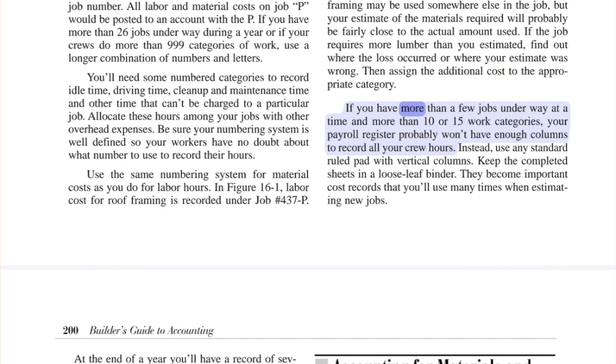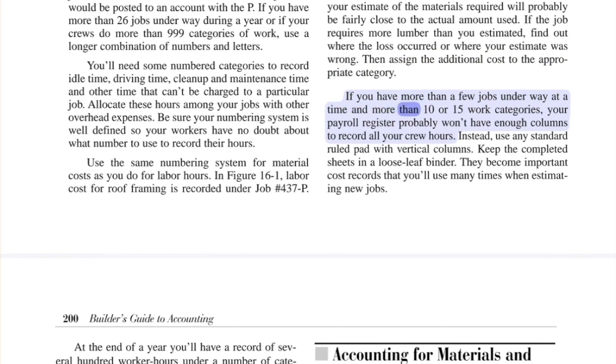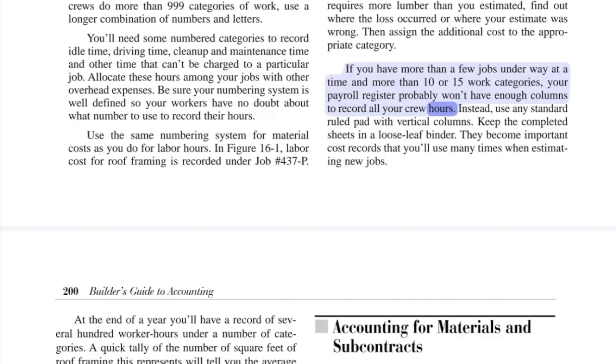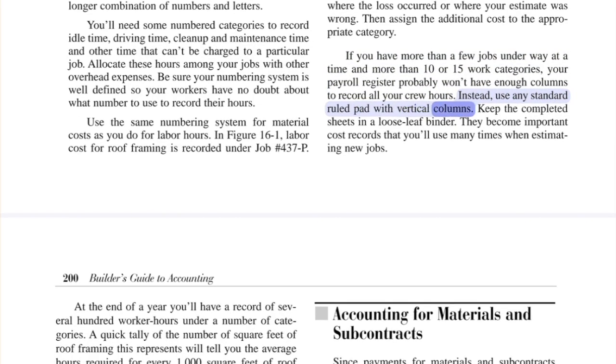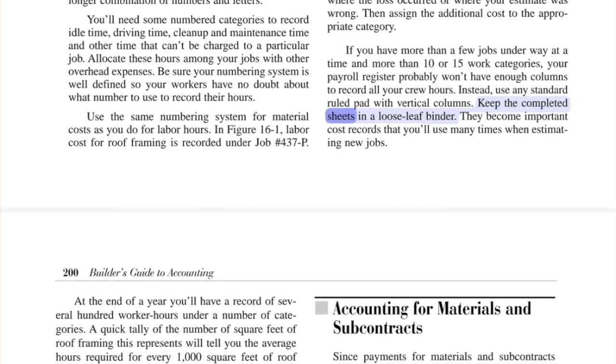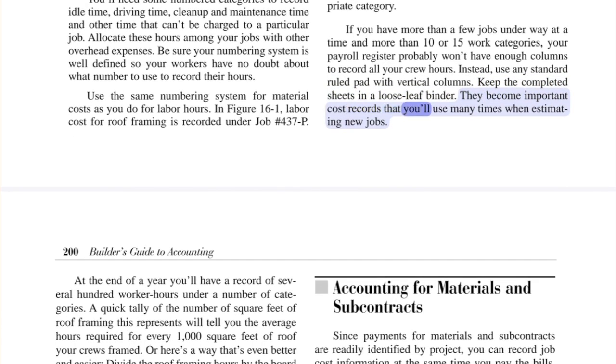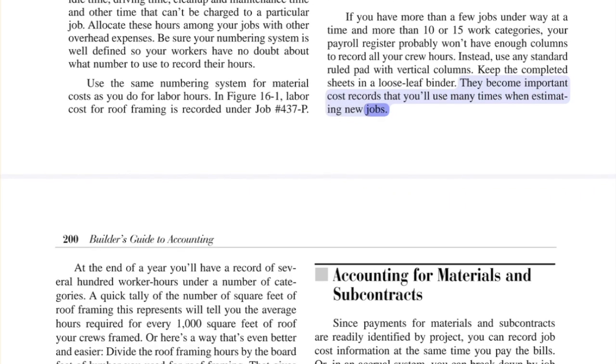If you have more than a few jobs underway at a time and more than 10 or 15 work categories, your payroll register probably won't have enough columns to record all your crew hours. Instead, use any standard ruled pad with vertical columns. Keep the completed sheets in a loose leaf binder. They become important cost records that you'll use many times when estimating new jobs.